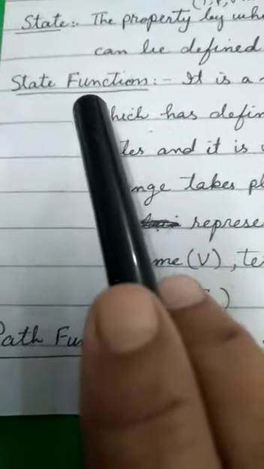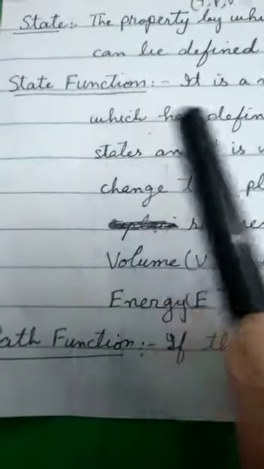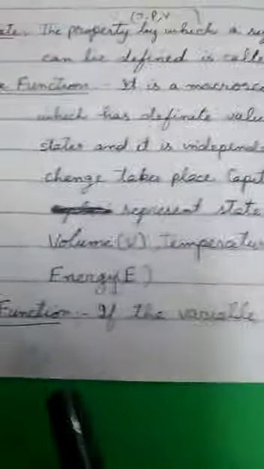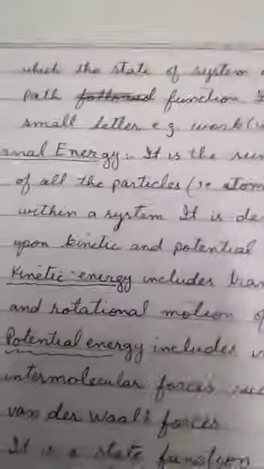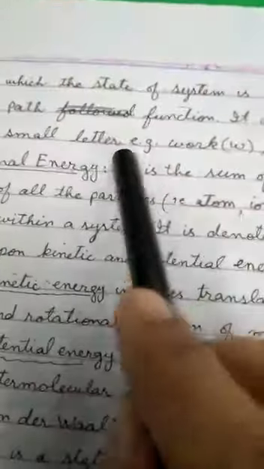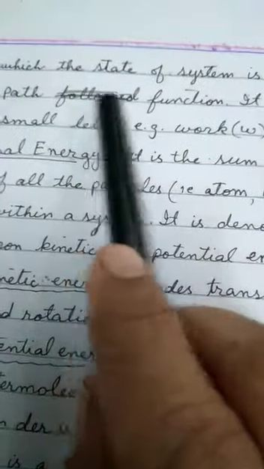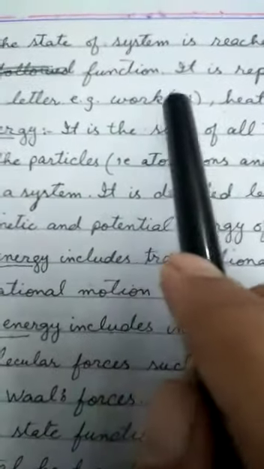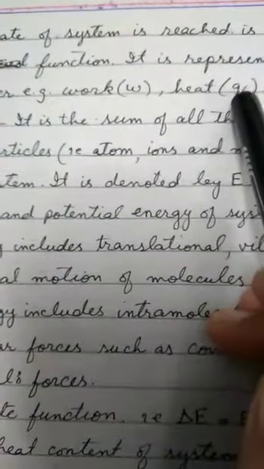Next is the path function. It is opposite to the state function. As we said, the state function depends on the initial and the final state of the system. But a path function does not depend upon the initial or the final state of the system. It depends on the path followed. It is represented by a small letter. For example, work, small w, and heat, small q.